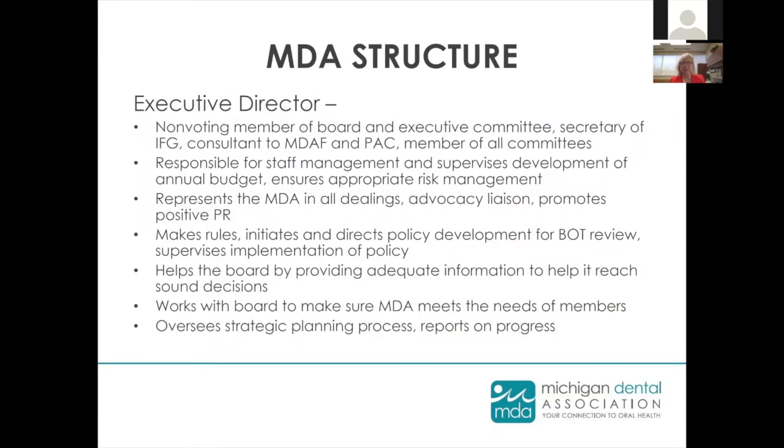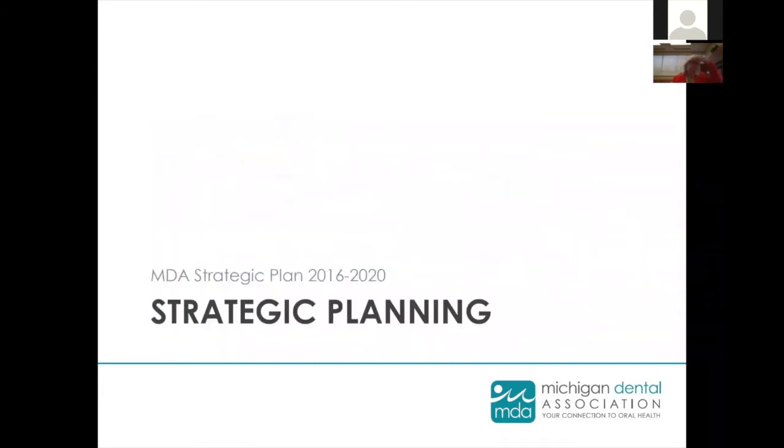So you can see from the PowerPoint, there are a number of administrative responsibilities that I have as well, including helping the board do a good job by providing them with useful and appropriate information. I also want to make sure that our Board of Trustees meets the needs of our members, and I oversee the strategic planning process and report on the progress of our strategic plan at every meeting of the Board of Trustees. So let's talk a little bit about that strategic planning process.